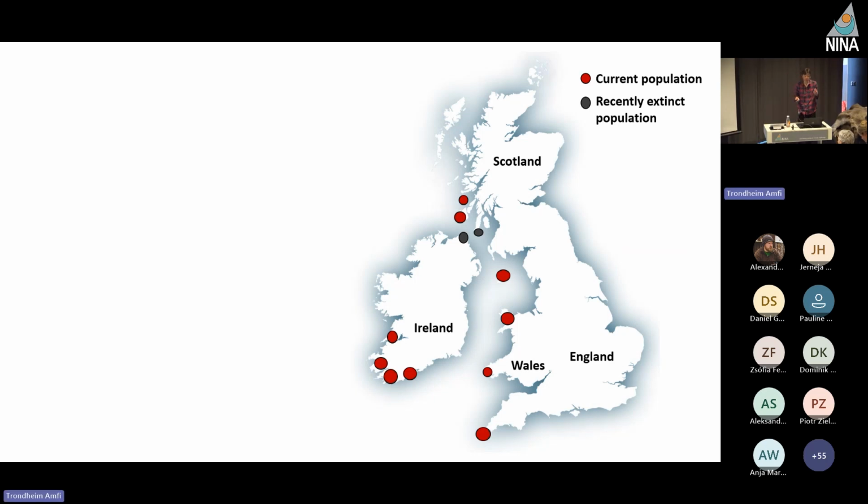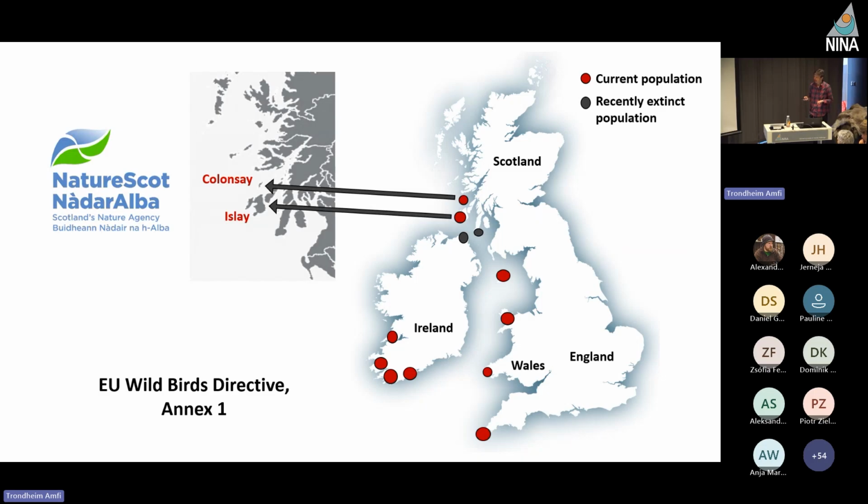And because of this fragmented distribution, red-billed chough is listed on Annex 1 of the EU Wild Birds Directive, which at least at the moment does still apply in the UK, even following Brexit. And what that means is that the government agencies in these countries are legally responsible to try to maintain these populations on their territory. And in Scotland, that means that our government agency, Nature Scot, which is, I think, more or less the equivalent of the Milieudirectorate, is responsible for protecting the two remaining populations, which are on the islands of Colonsay and Islay in the Southern Hebrides.